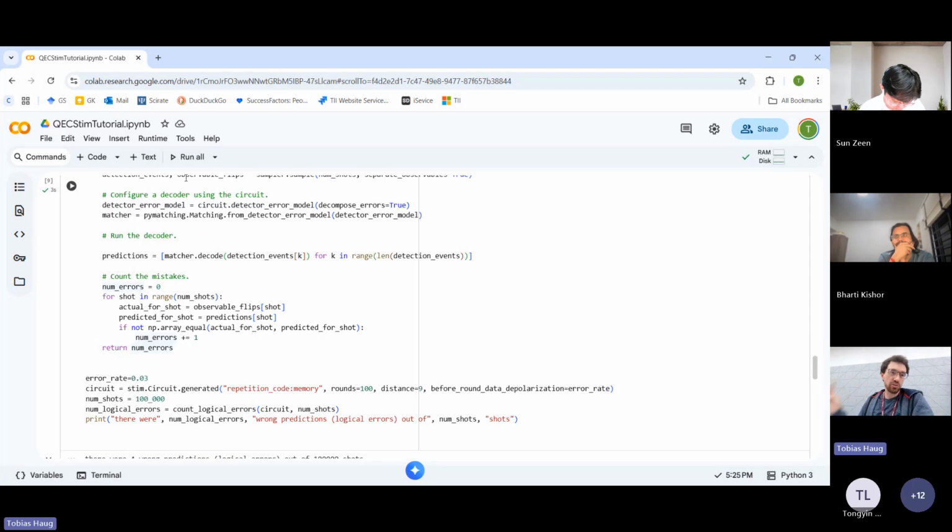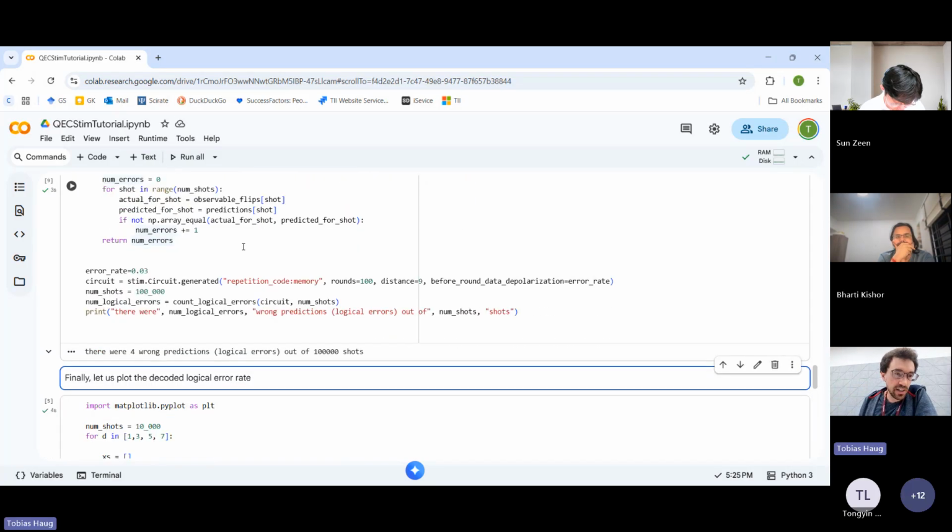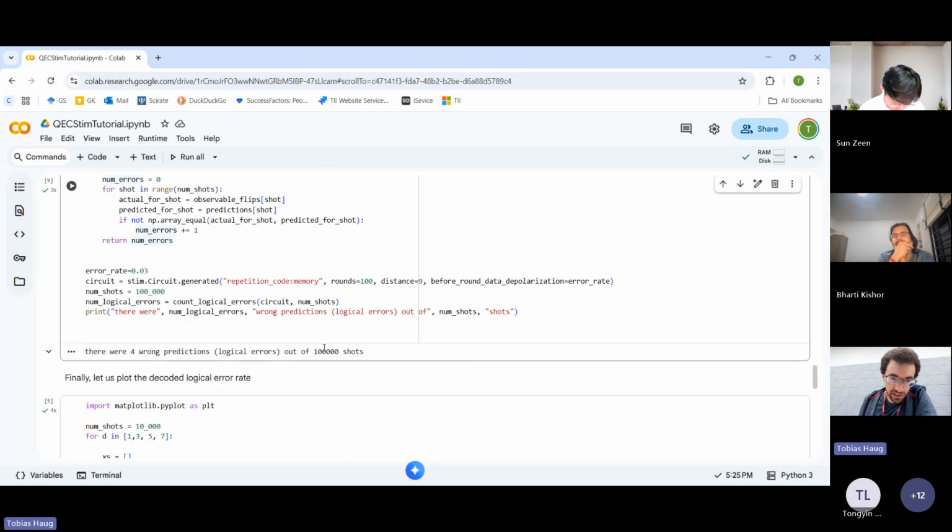It's a decoder that tries to find the most likely error, but it's doing some approximations. After running it, it generated 100,000 shots, and the decoding was wrong 4 times, and otherwise it was correct. So it worked quite nicely.